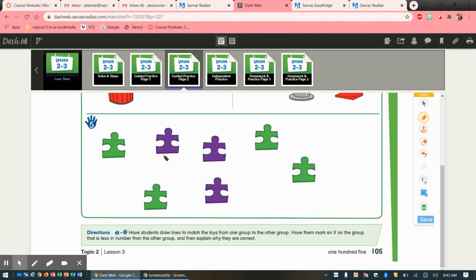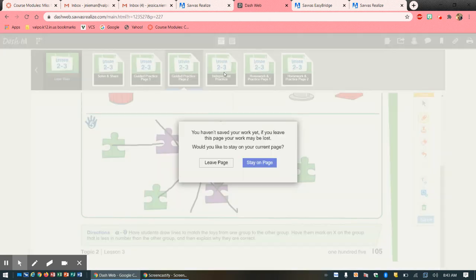All right, number 5. Remember, just because it's in a wonky way doesn't mean that this is going to be too hard for us. I know we can do it. So we're going to match one green puzzle piece to one purple puzzle piece. Draw a line, draw a line, draw a line. Oh no, I have an extra green. So that must mean that I have less purple than I do green. Nice job, kiddos.